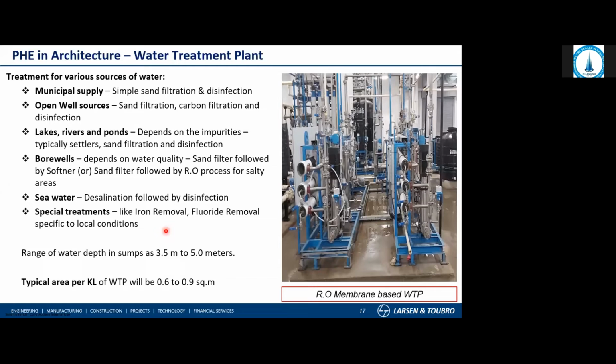And there are some other special treatments required. After the analysis of the water quality, you can find what the iron content is and what the fluoride content is. Based on that, you can decide whether iron removal or fluoride removal is required. So it is totally based on the local conditions of the water you are getting.